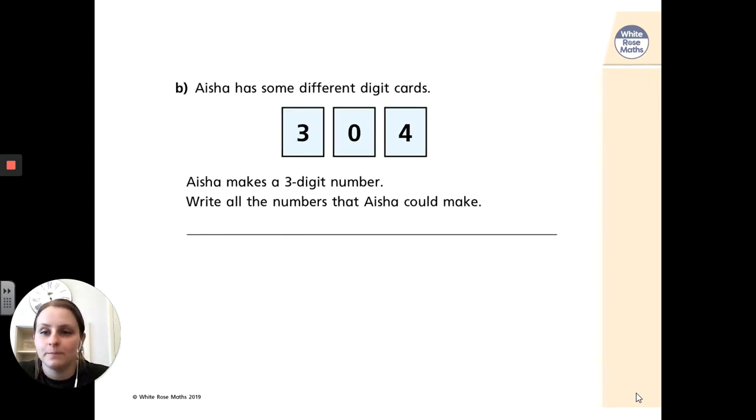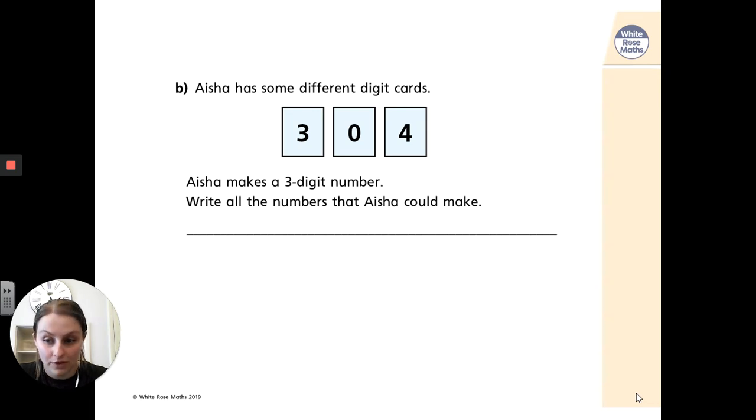Part B to that question. So Aisha has some different digit cards as well. She's got 3, 0 and 4. Aisha makes a 3-digit number. Write all the numbers that Aisha could make.